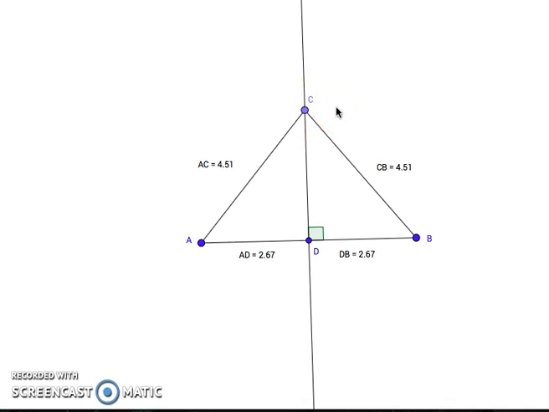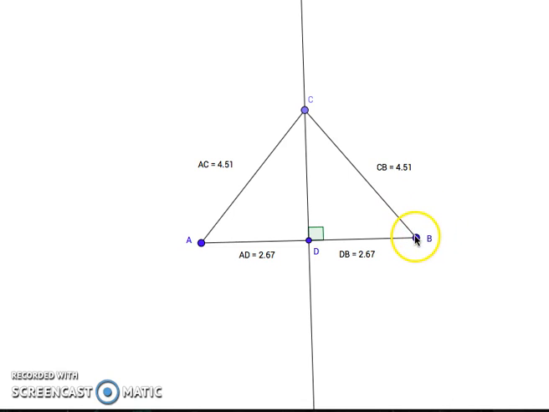perpendicular line. Okay, so if we look at this as two separate triangles, ADC and BDC, we notice that they share a side, CD. Okay, so they're sharing CD. We also notice that AD and BD are congruent, and AC and BC are also congruent, which means these two triangles are congruent by side, side, side.